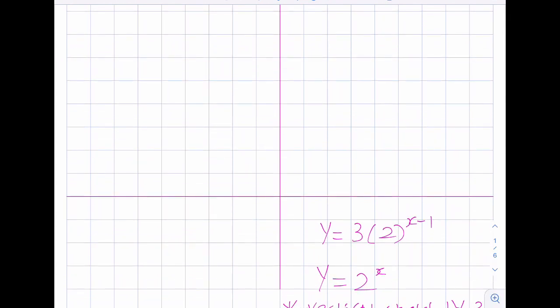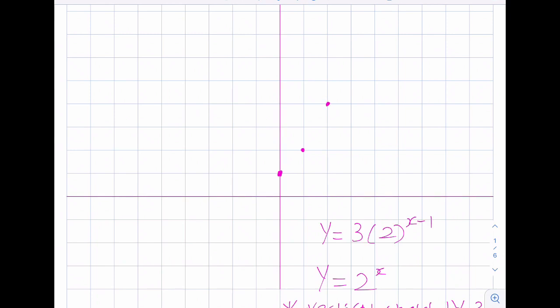So when x is 0, y is going to equal 1, because 2 to the power of 0 will equal 1, so we will have a point right here. And when x is 1, guys, y will be 2, so we will have a point right here. And when x is 2, y will be 4, so we will have a point right here.